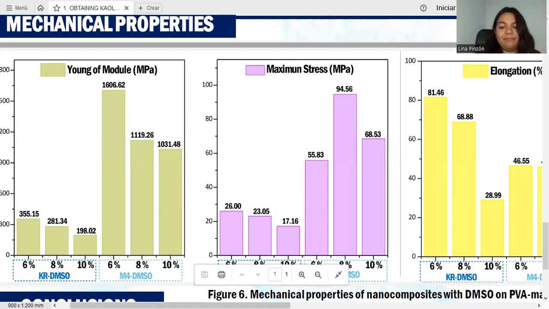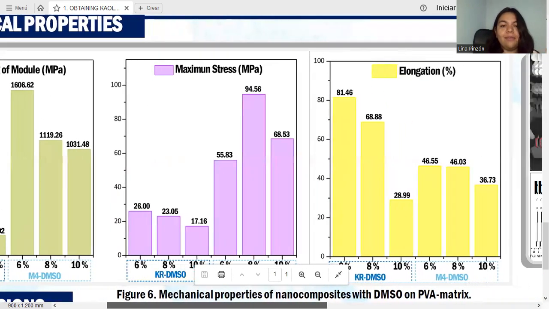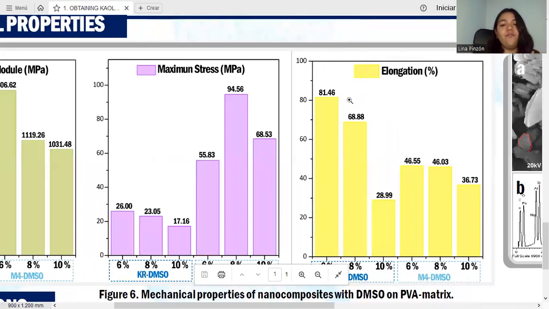On the other hand, the percentage of elongation for Kr is up to several times higher than for M4 with a percentage of 10%.